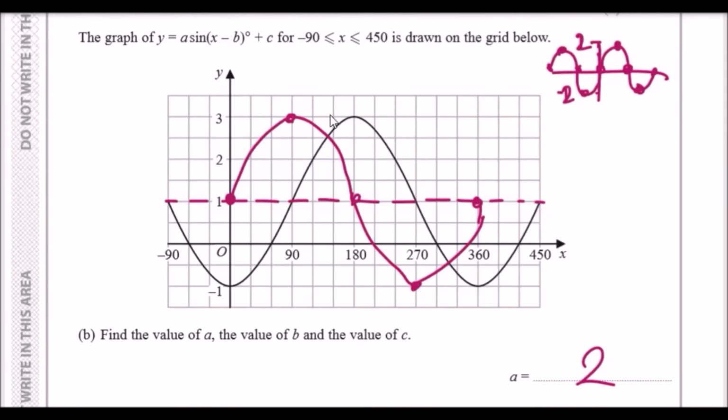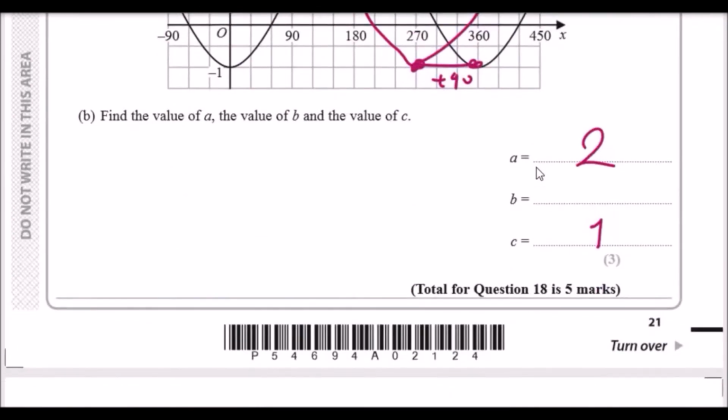So just look at the distance now. You can see from here to here, it's gone from 90 to 180. So it's a 90 degrees change. From 180 to 270 is another 90. And from 270 to 360 is another 90. So that's it. So b must be 90 degrees.